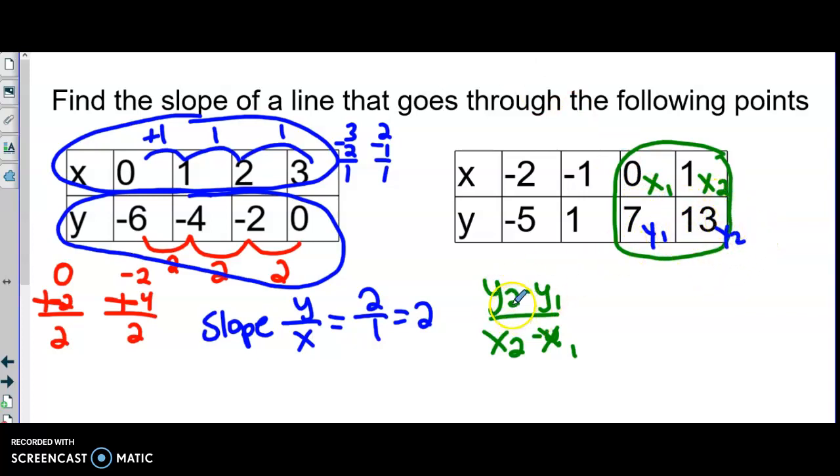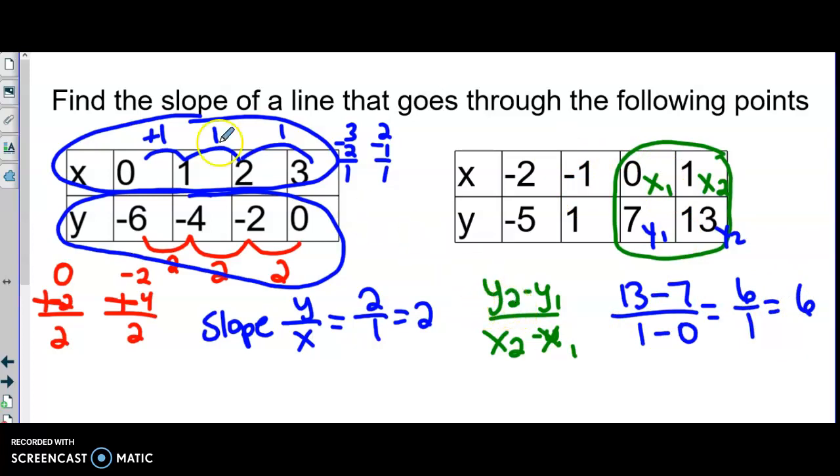So y2 is 13, and that goes in the first spot, and then the minus sign. Now I need y1, so I go up here and I find my y1, which is 7. On the bottom, I need my x2, which is 1, minus, and then I find my x1, which is 0, and then I solve it. You can do it in your calculator. 13 minus 7, 8, 9, 10, 11, 12. I just counted on my fingers. That's 6, and 1 minus 0 is 1, and you can reduce this to just 6. All right, so your slope here is 6.